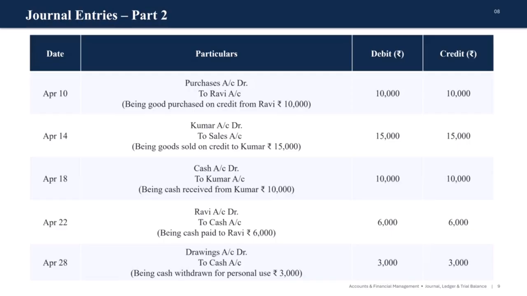This is called drawings. So drawings account is debited and cash account is credited because cash is withdrawn from the business. All these entries follow the double entry system where every debit has an equal credit. This helps maintain accurate accounting records.